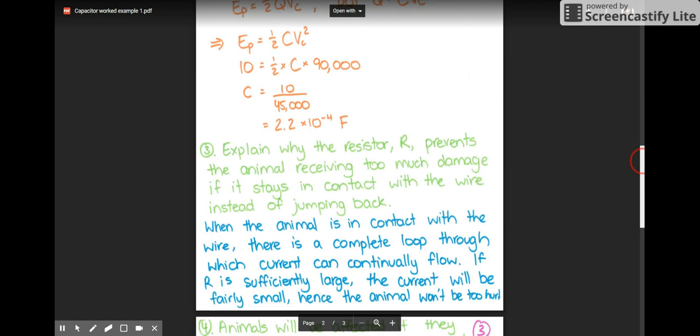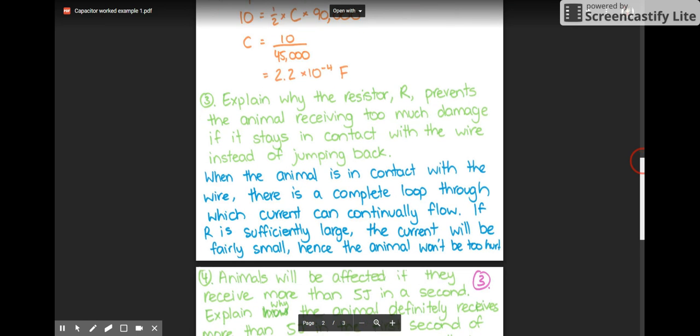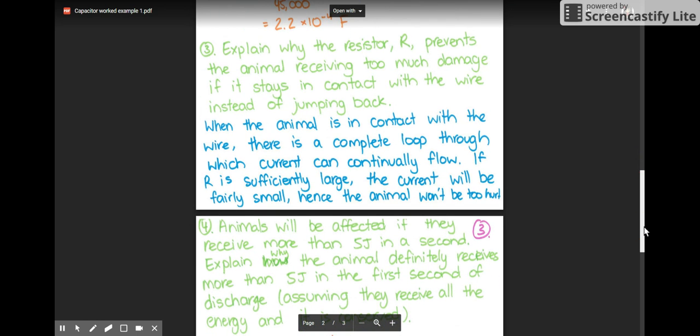So now we're looking at number 3, the resistor R. So this is the resistor in the first circuit, prevents the animal receiving too much damage if it stays in contact with the wire instead of jumping back. So electric fences, as I'm sure you know, are designed so that the animal receives a big enough shock that they will leap back from the fence. If they don't leap back from the fence for whatever reason, you don't want them to die from being in contact with the fence. So when the animal is in contact, there is a complete loop, so current can continually flow through that big loop. If R is sufficiently large, the current will be fairly small, hence the animal won't be too hurt.